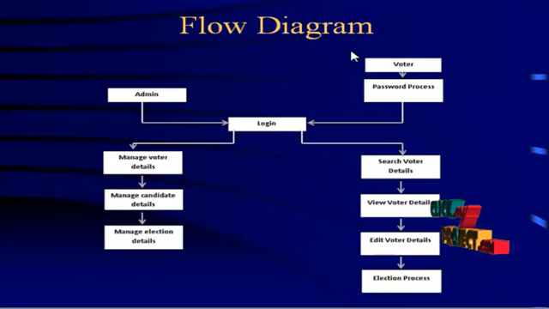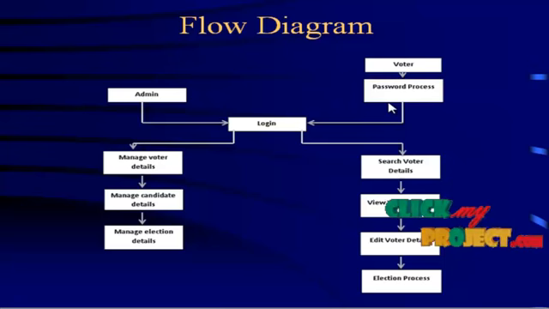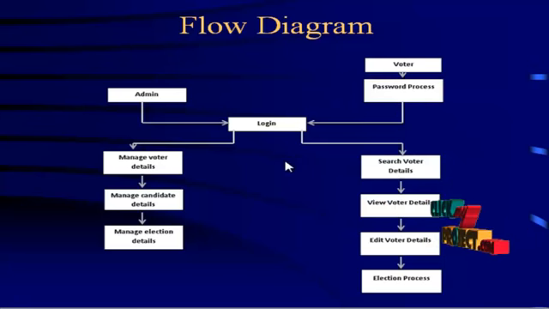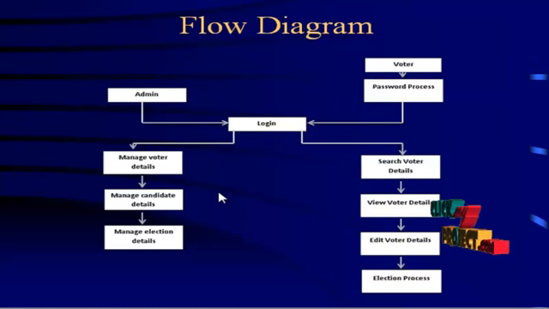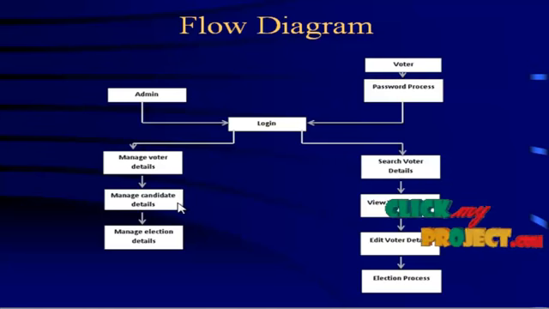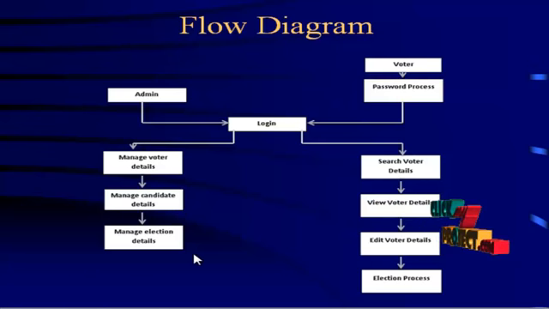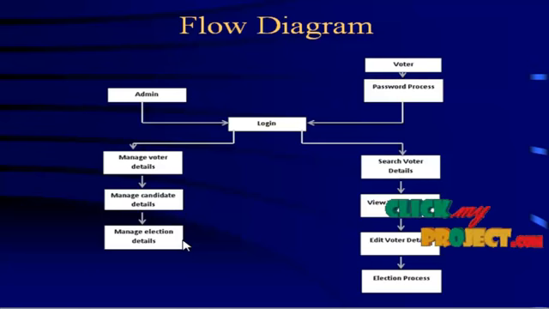This is our project flow diagram. We have two options to log in to our project: one is admin, another is voter. First, admin login. The admin manages the voter details, which means add, edit, delete the voter details. Manage the candidate details, view the candidates applying for the election. Finally, manage the election details.